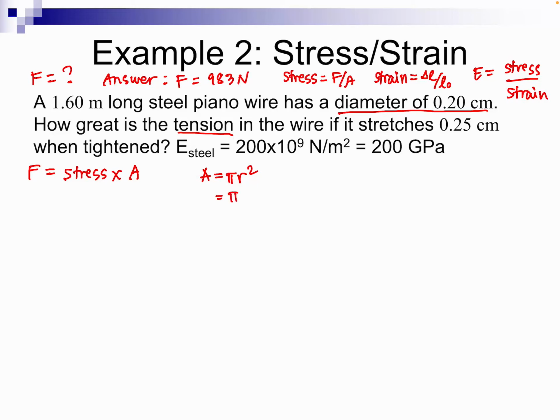So then your cross-sectional area is pi times 0.1 times 10 to the minus 2 meters, squared. Right. So the radius is half the diameter, giving you an area of 3.146 times 10 to the minus 6 meters squared.